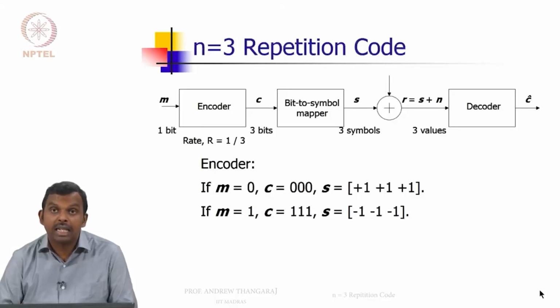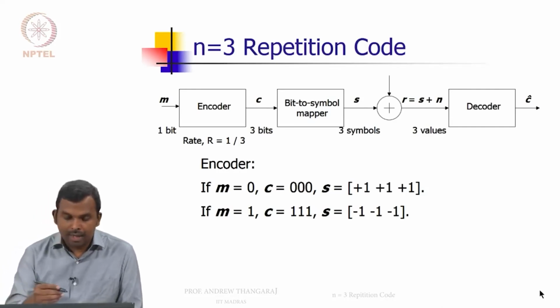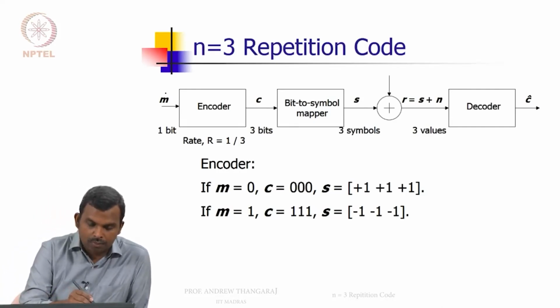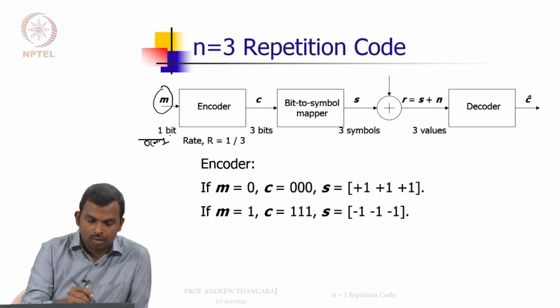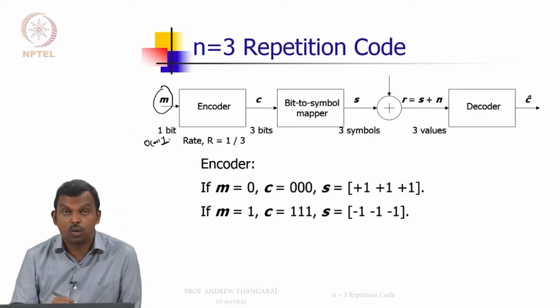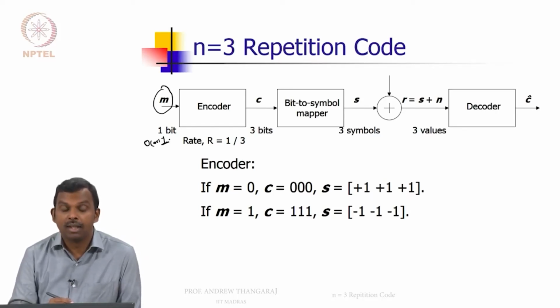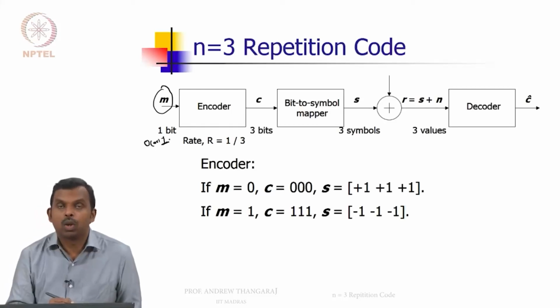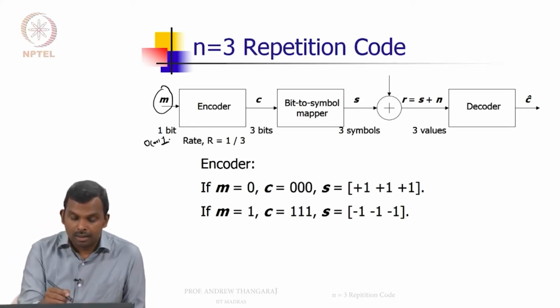It's the n equals 3 repetition code. It's a very simple code. The description is out there for you to see. We will start with a 1-bit message, so the message could be 0 or 1. My encoder is going to be a rate 1/3 encoder. It means for every 1 bit that comes into the encoder, I am going to put out 3 bits of the code word.